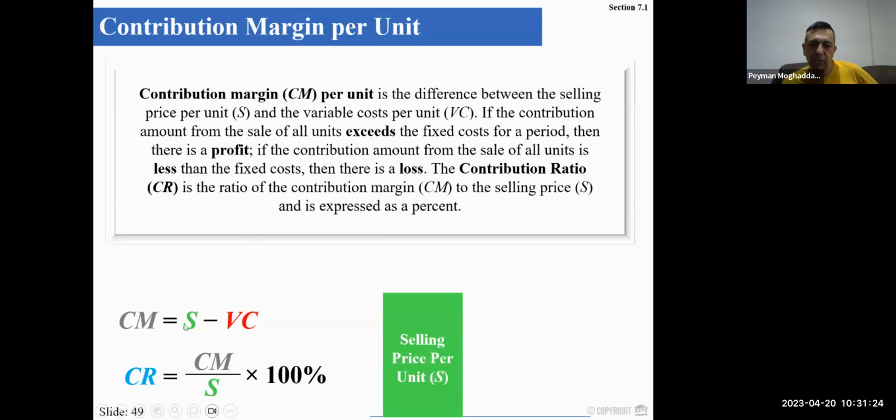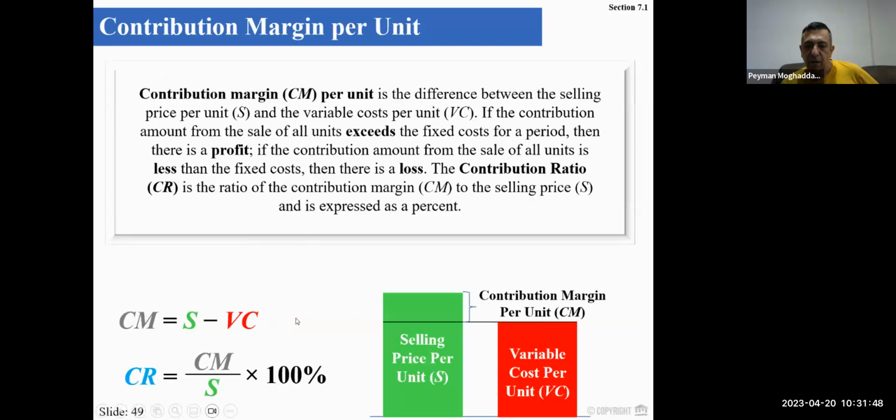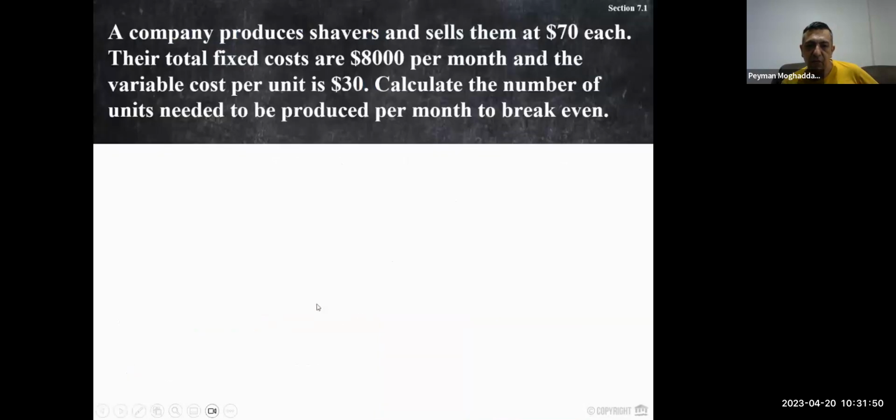And then we also learned contribution margin. So what's a contribution margin? Contribution margin is selling price for one item, right, minus variable cost. And then you can also say contribution rate, contribution ratio. It's going to be contribution margin divided by selling price multiplied by 100. Okay, so that's another thing. Contribution ratio is going to be this percentage. Basically, that's what we learned.